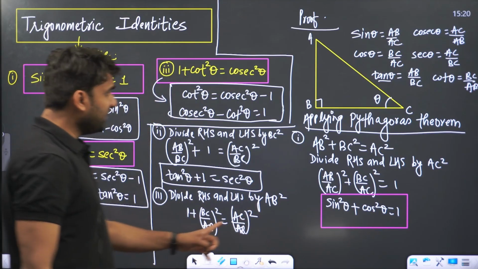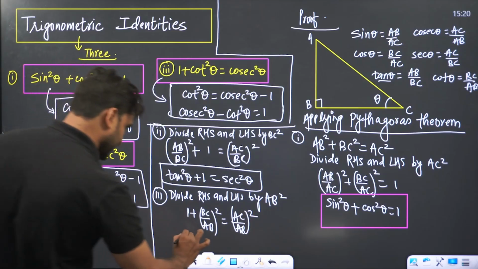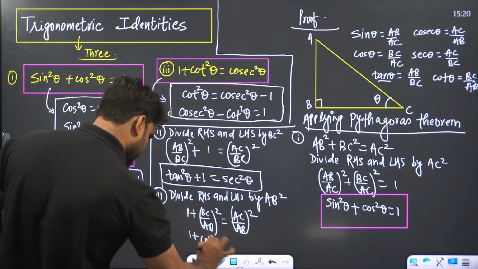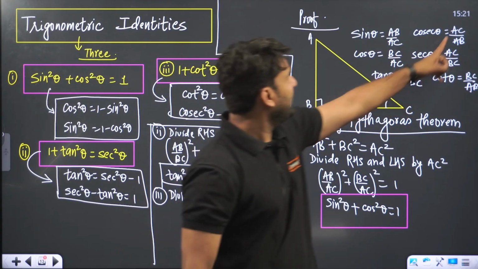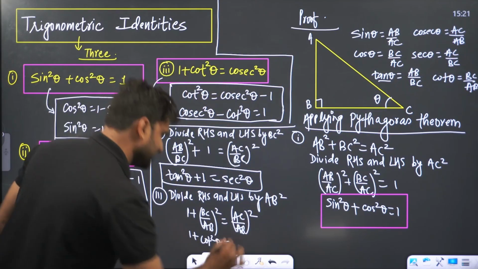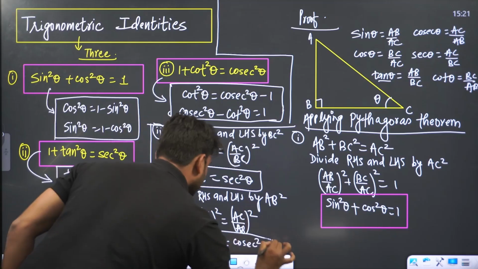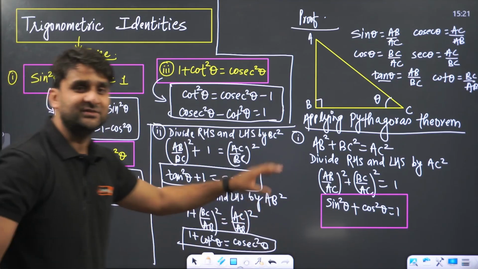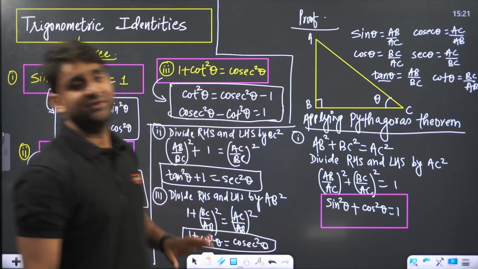Now BC by AB, where is BC by AB? BC by AB is cot theta. So this is 1 plus cot square theta, and here we have AC by AB. AC by AB is cosec. So this is cosec square theta. Hence we have proved the third identity. So this is the way how we can prove the three identities.